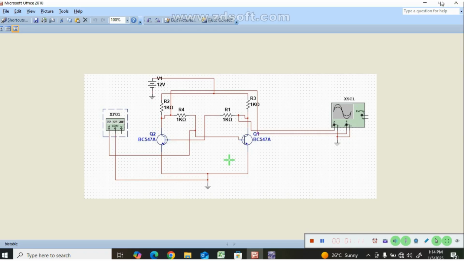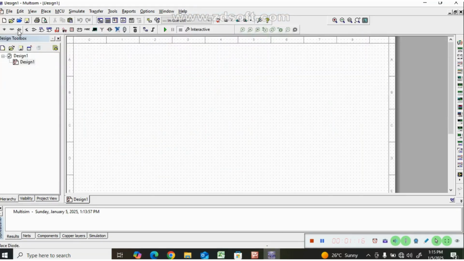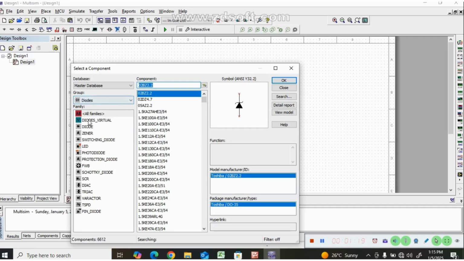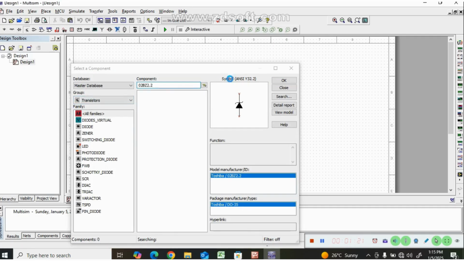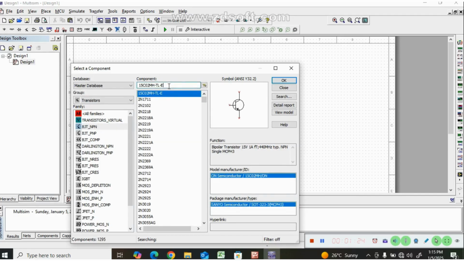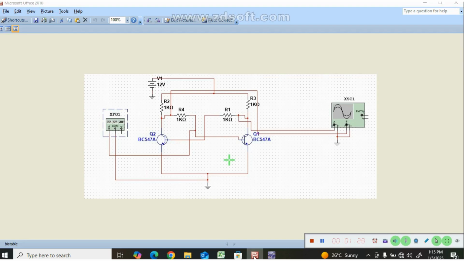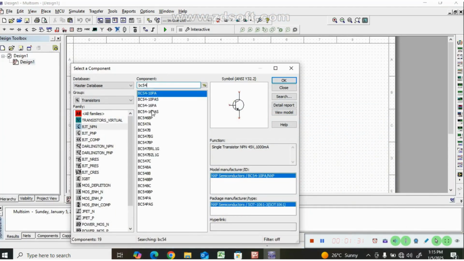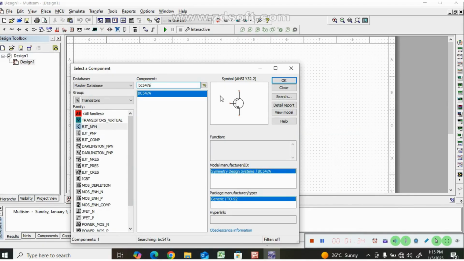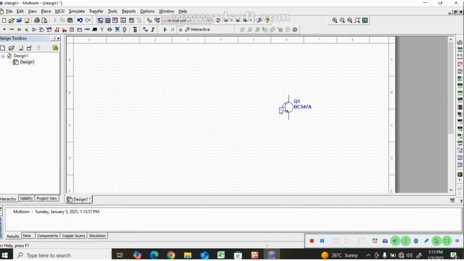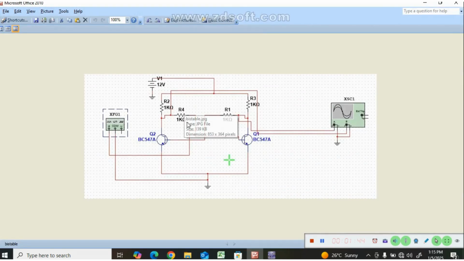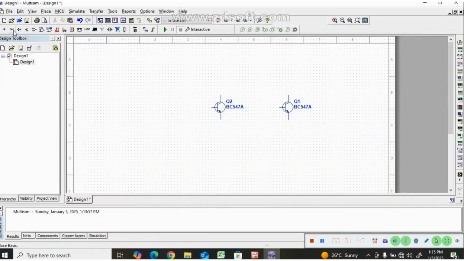Let me start the circuit construction straight away, beginning with the selection of the transistor. We need NPN transistors with the specification BC547A, transistor 1 and transistor 2, and we require four resistors.